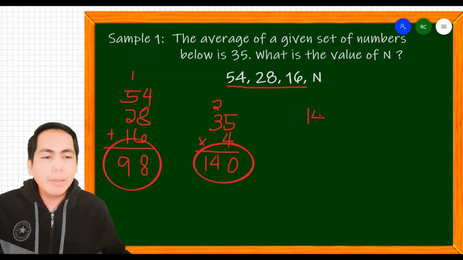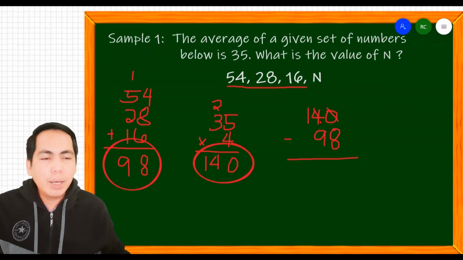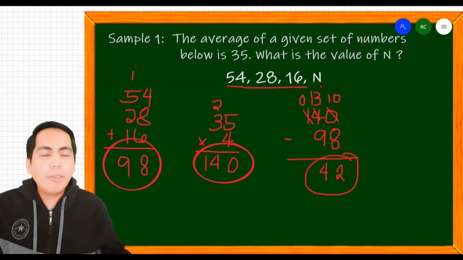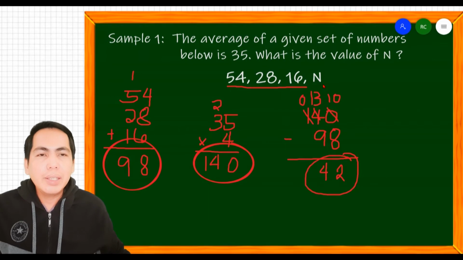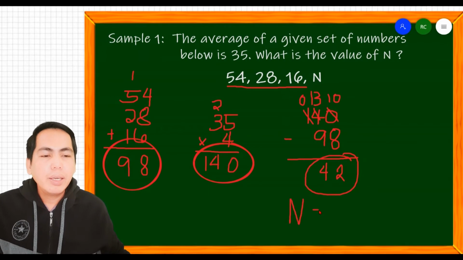After that, we are going to subtract this product by the sum of the known numbers. So 140 minus 98. So 0 minus 8 cannot be, so we have to regroup the 4. So 4 becomes 3 and 0 becomes 10. So 10 minus 8 is 2. So 3 minus 9 cannot be, so we have to regroup this one. This one becomes 0 and 3 becomes 13. So 13 minus 9 is 4. So in other words, the value of n in this given set of numbers is 42.